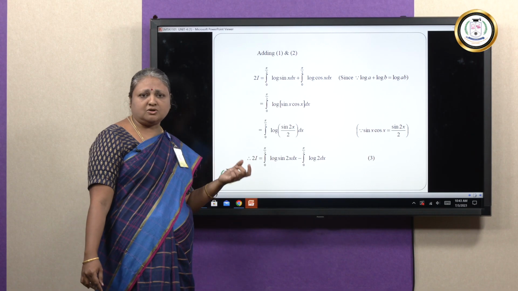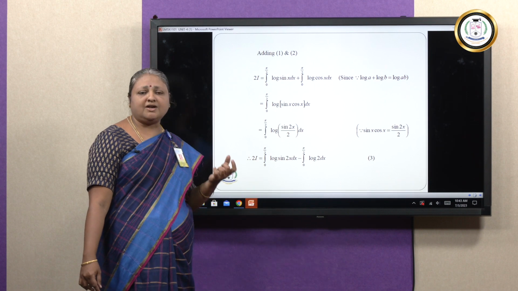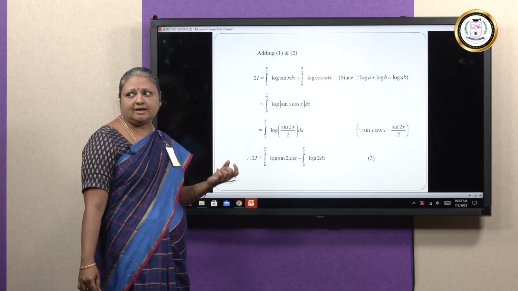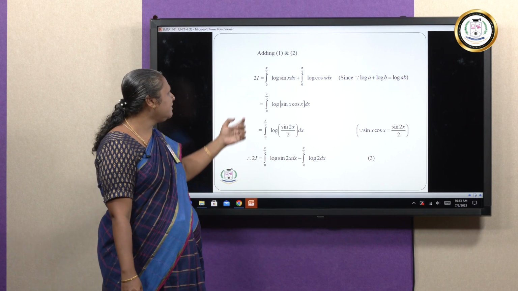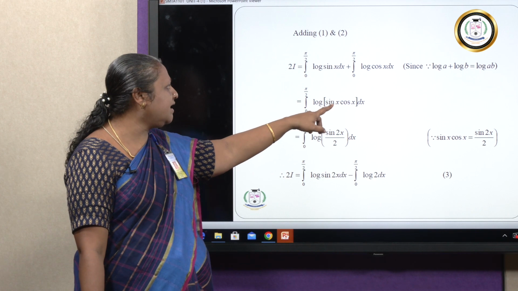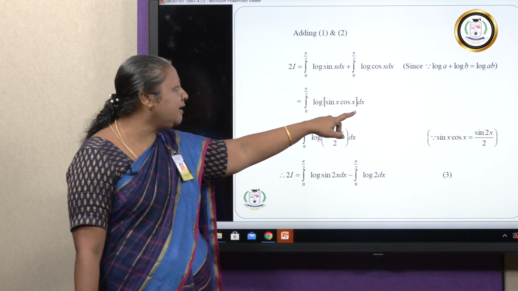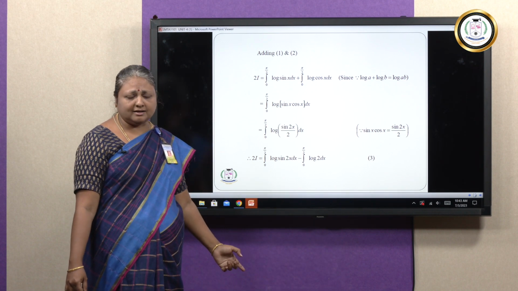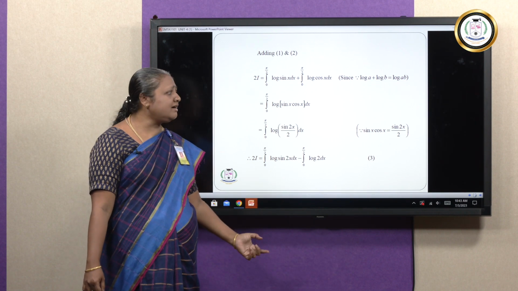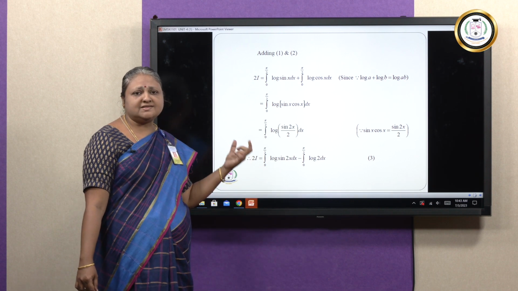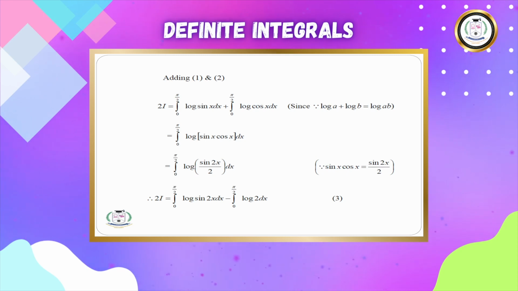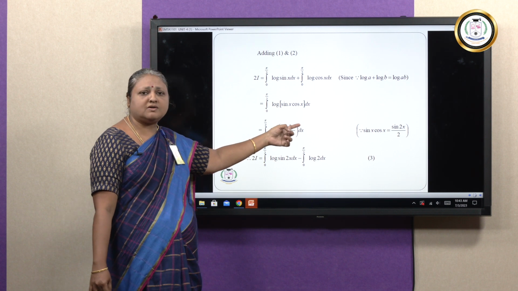On adding 1 and 2, the two integrals are added. On the left hand side we get 2I. On the right hand side we have integral 0 to pi by 2 log sin x dx plus integral 0 to pi by 2 log cos x dx. As you all know a property of logarithm, log a plus log b we can write as log ab, a product. If it is an addition, we can write it as a product. It is called the product rule. So let us impose that here so that we get log sin x into cos x dx.